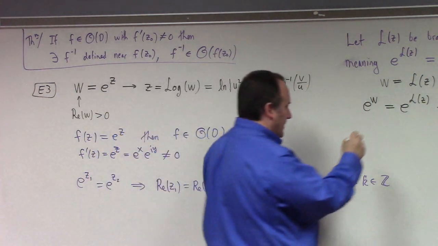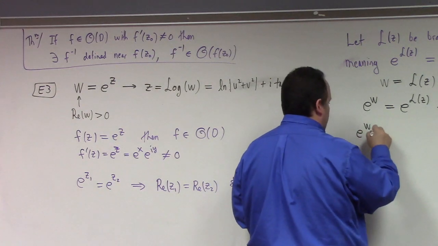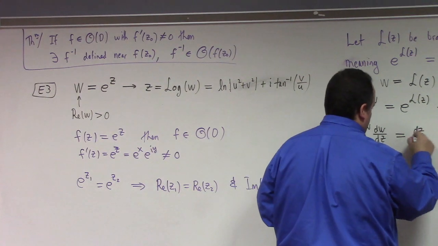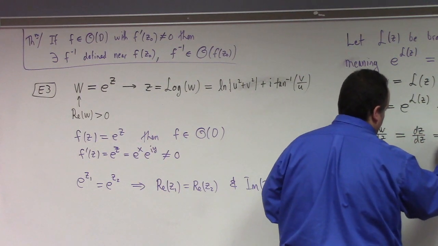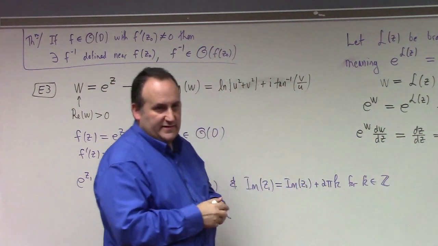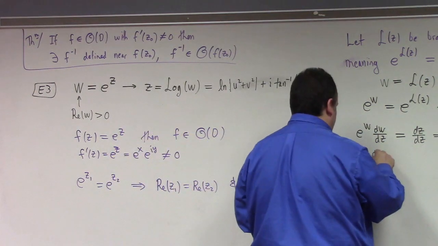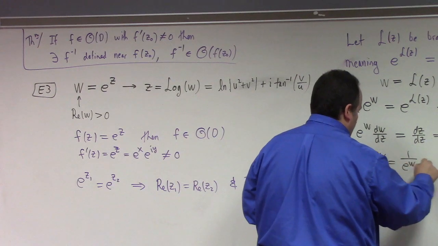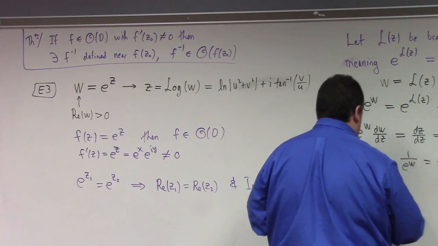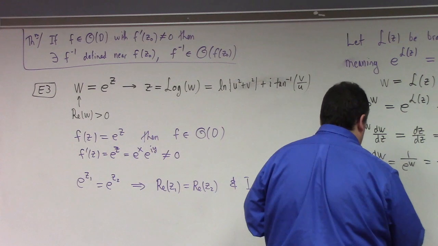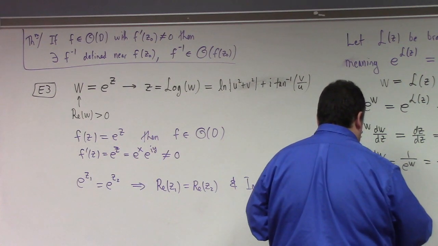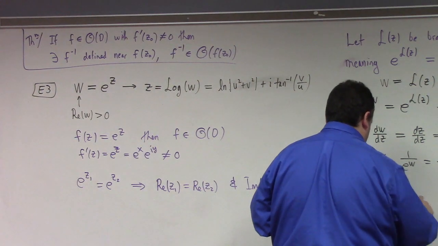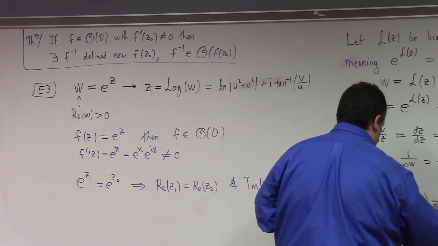So I differentiate it, and I get e to the w, dw dz, is equal to, well, dz dz, also known as 1. Then I solve for dw dz, which is what I'm after here. And that gives me 1 over e to the w, also known as 1 over z. So lo and behold, we have proved that, within the appropriate branch cut, d dz of the log of z is equal to 1 over z.